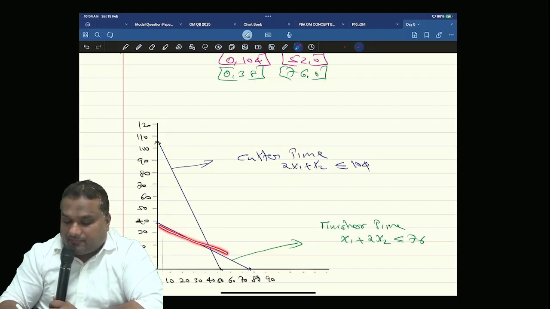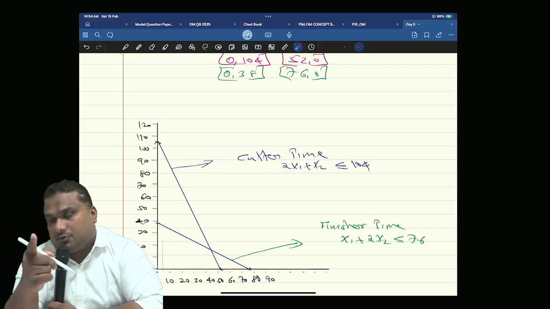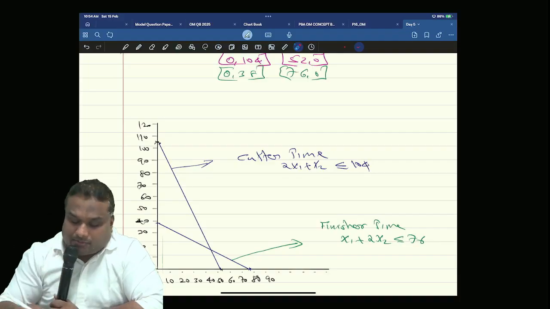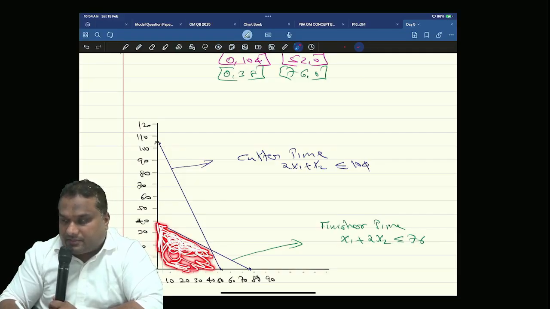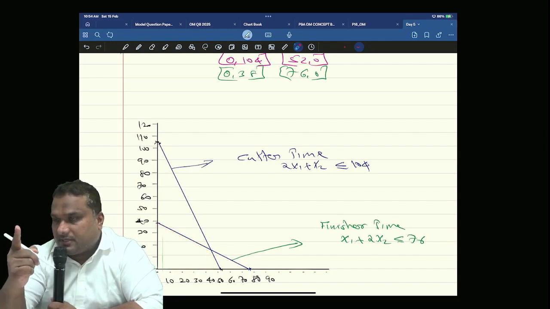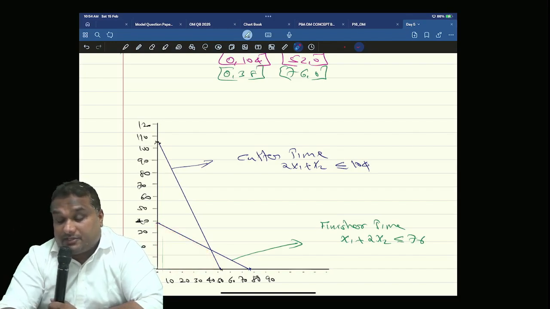This is the time for the finisher. In this area, only the finisher's time is available, no cutter's time. So production is not possible here. To produce the product, we need both the cutter's time and the finisher's time. So this is the region which has both, and this region is called the feasible region.